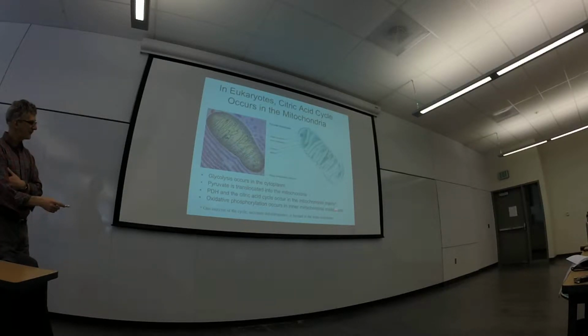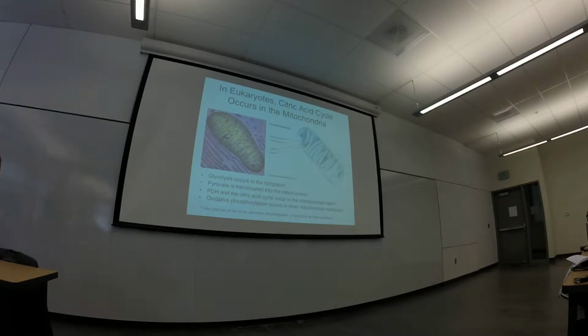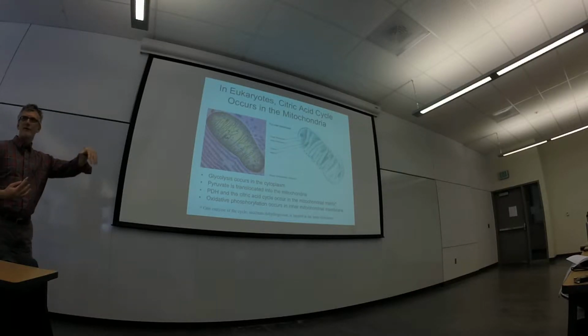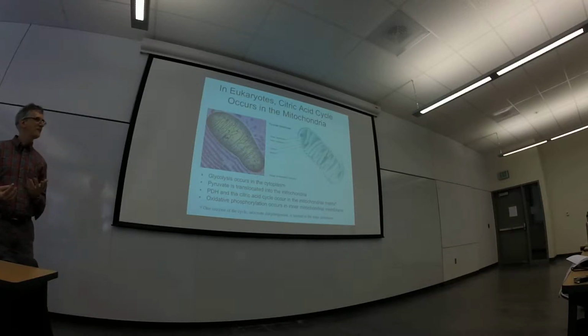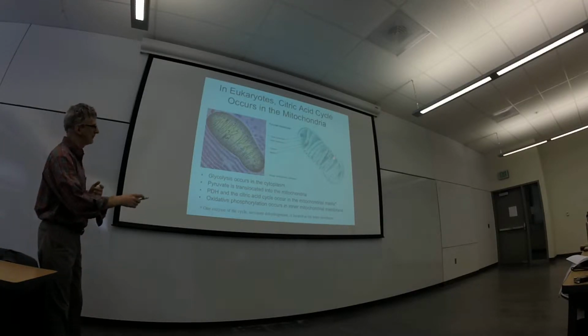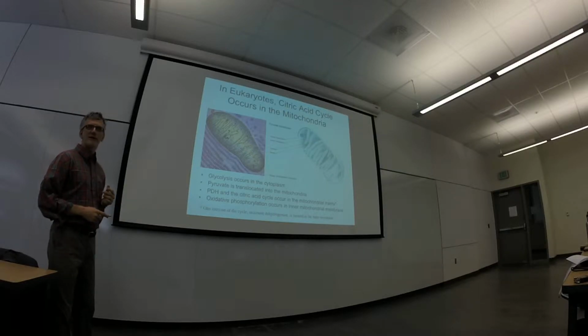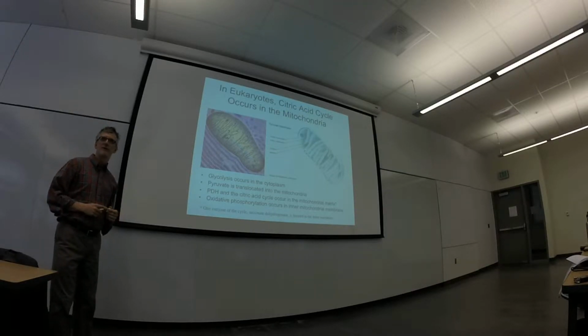So the matrix of the mitochondria is the aqueous part inside of it, right? Just like the cytoplasm is the aqueous part inside of the double membrane of the whole cell. The aqueous part inside the double membrane of the mitochondria is the matrix. And there's a lot of convoluted membrane structure inside the mitochondria, which is important for function, and we'll talk about that later.